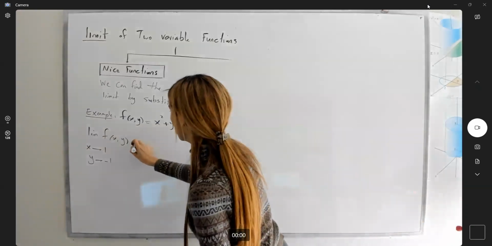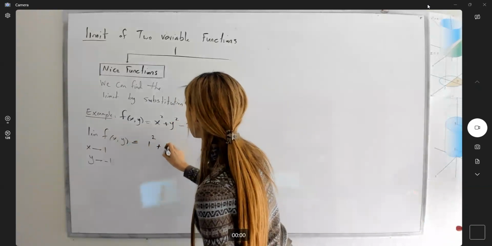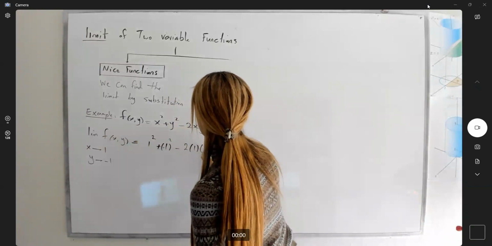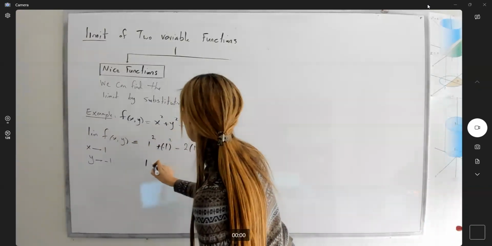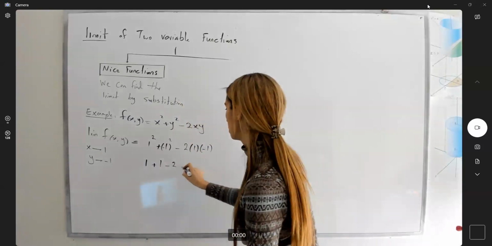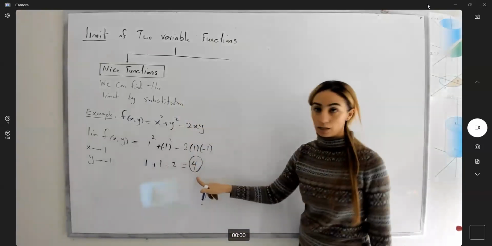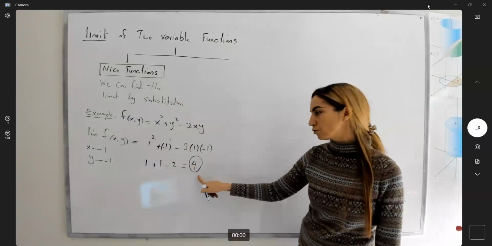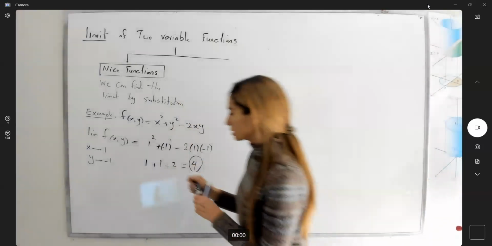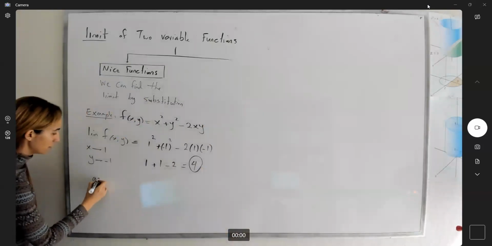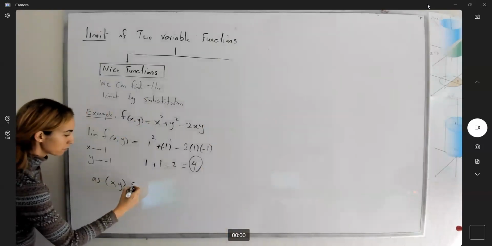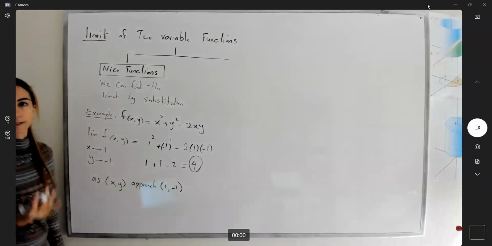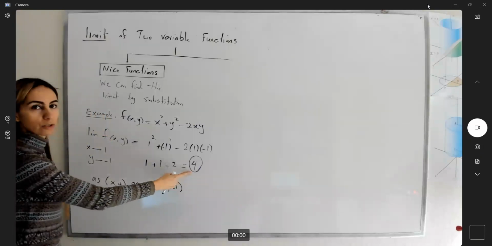It's going to be equal to 1 squared plus (-1) squared minus 2 times 1 times -1. So you get 1 plus 1, and you get plus 2, which is 4. 4 is the output value of your function, or the limit of the function in this case, and it is a z value. So this is our conclusion. As x and y approach 1 and -1, z value is getting closer and closer to 4.